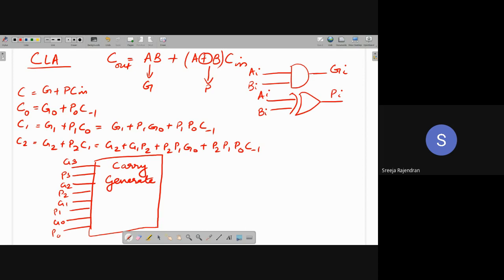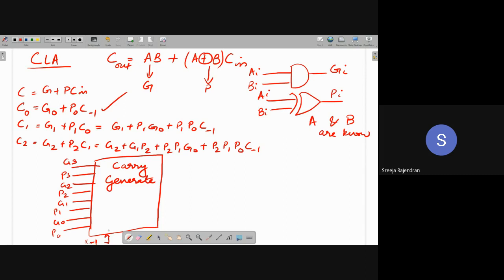Now, can I get all these? I can get them using the AND gate and XOR gate function, right? Whichever I want, G0, P0, G1, P1, all of this I can generate because A and B are known. So this can be generated and given as input. Now, what is the next stage? This circuit has one more input, which is C minus 1.